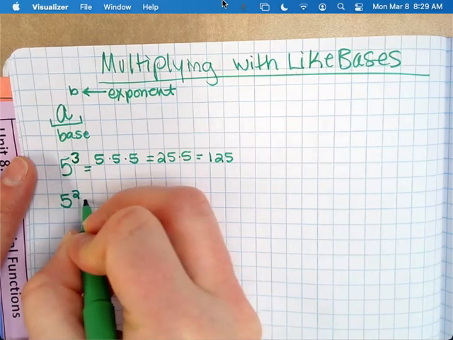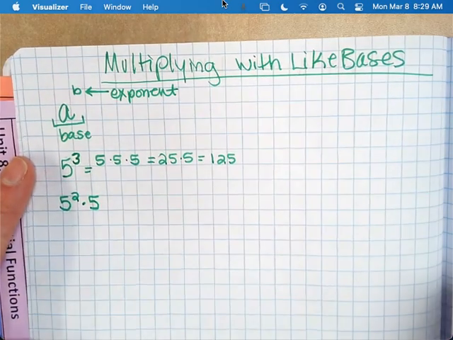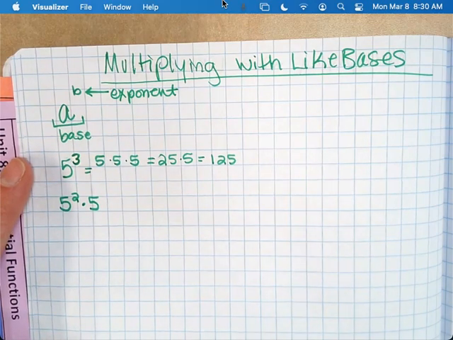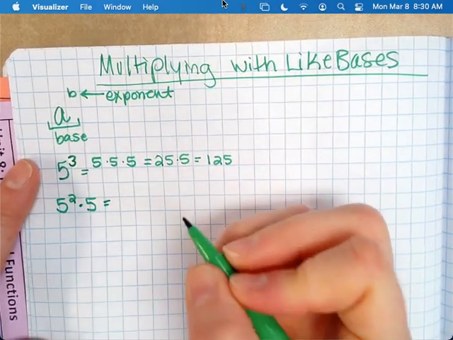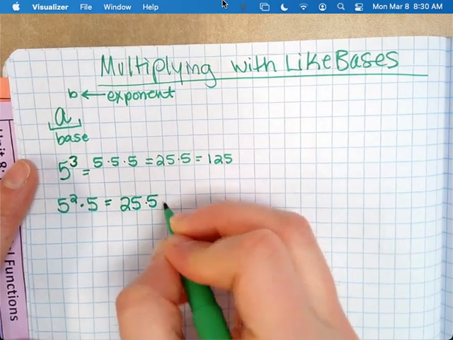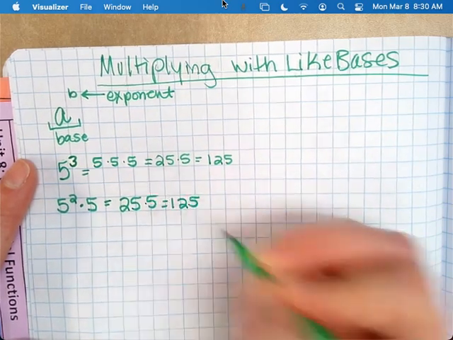About 5 squared times 5. It's the same thing. How do you know it's the same thing? So 25 times 5 again, which is 125.